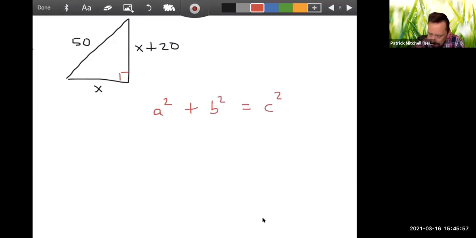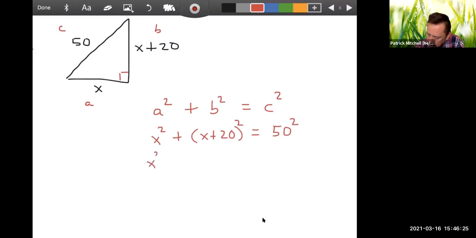Okay, so playing the role of A in this problem is X. Playing the role of B is X plus 20. Playing the role of C is 50. So my equation is going to turn into X squared plus the square of X plus 20 equals 50 squared. All right, and we're going to solve that equation for X.